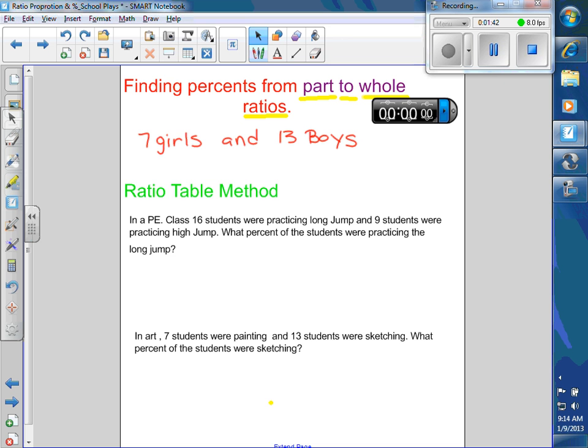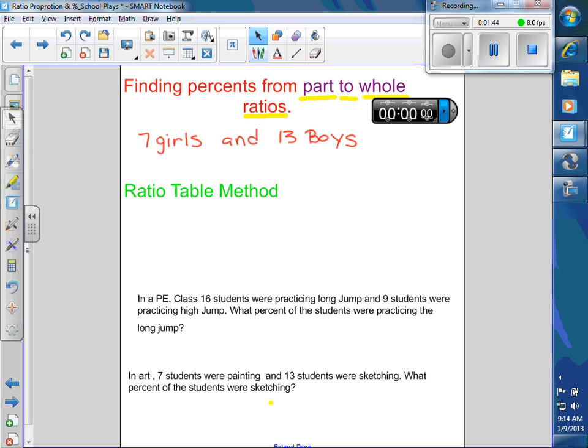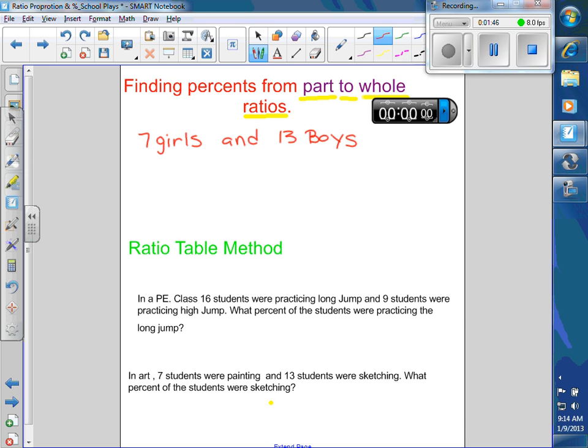So there's different types of ratios. There's part to part. A part to part comparison would be 7 to 13. Part of the class being girls and part of the class being boys.